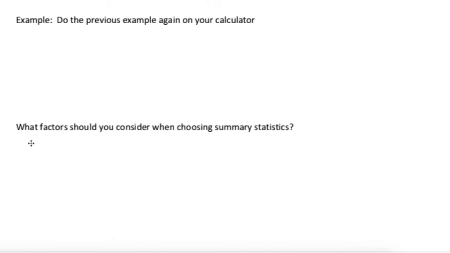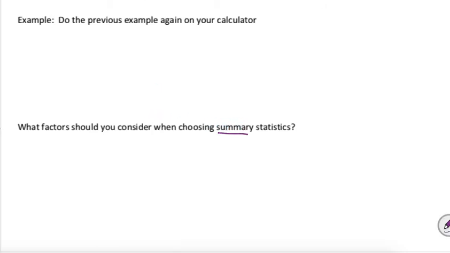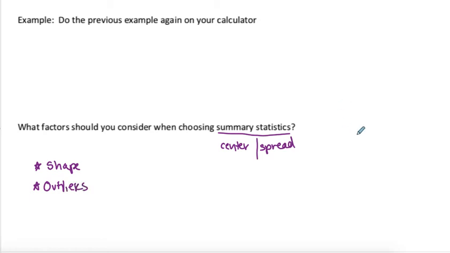So the factors that we should be keeping in mind as we're choosing summary statistics are our center and our spread. And as we're considering our center and spread, we want to keep in mind what the shape is and if there are any outliers. If you think about our SOCS, the way that we describe it, shape and outliers come before center and spread. And so we have two differences here.